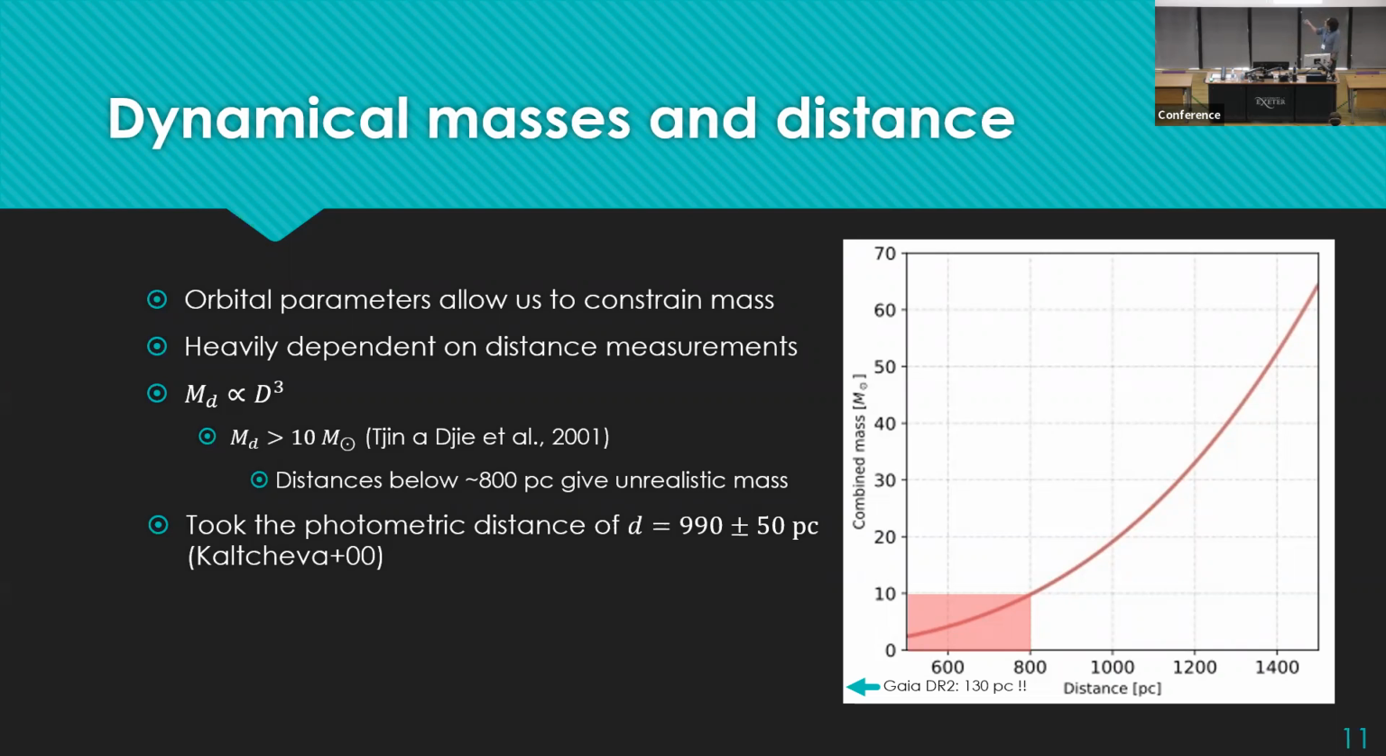In fact, our orbital solution constrains any distance measurement to above 800 parsecs. And in our further calculations, we've taken the photometric distance from Kalchev and Hilditch 2000 of about 990 plus or minus 50 parsecs as our benchmark distance value that gives reasonable answers.